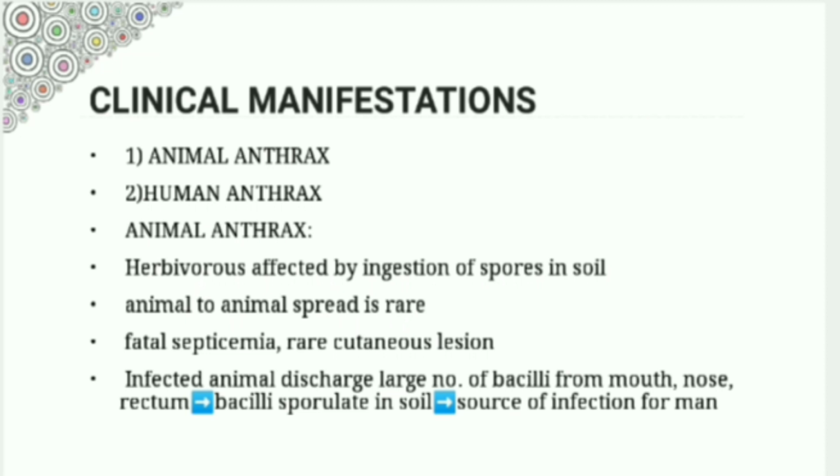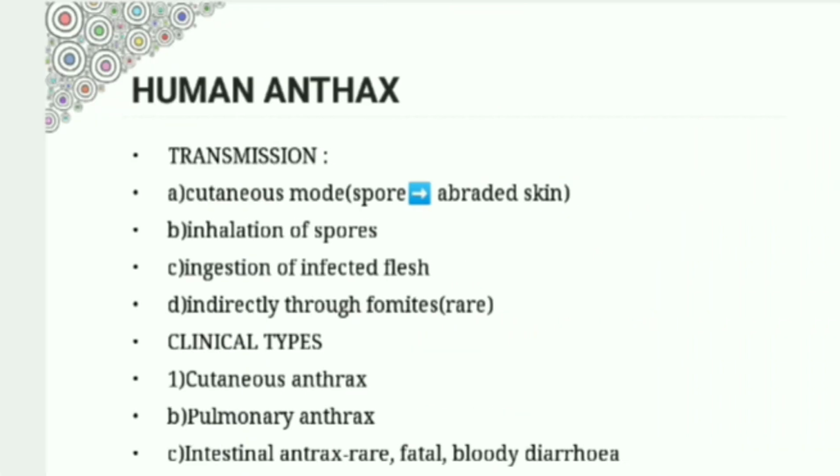Next, let's see how it spreads to humans from animals. The infected animal discharges a large number of bacilli from mouth, nose, and rectum, and these discharged bacilli sporulate in soil, which is a source of infection for man. So, how will it transmit to man? Transmission can be of four ways.